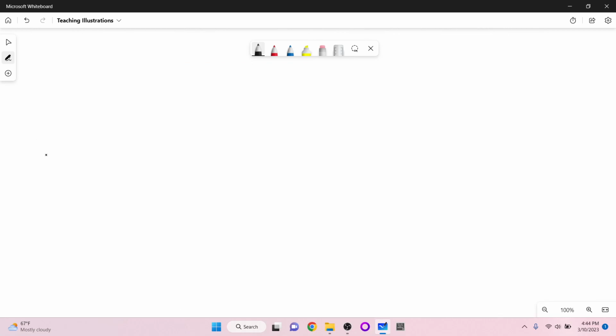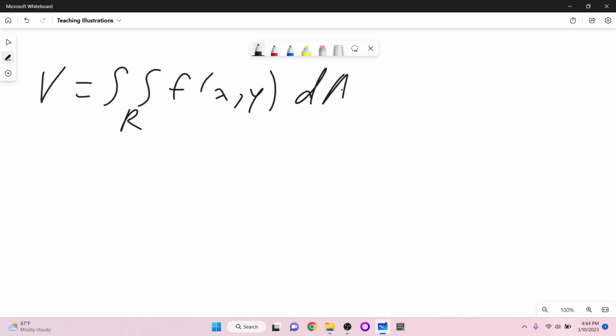So the shorter way to write this would just be say V is the double integral over R of f of x, y, dA. Oh, it's not the shorter way. I already wrote that earlier. But that's what it means. It means that we divide up the xy plane into rectangles. We take a sample from each one, and we essentially get a tower.